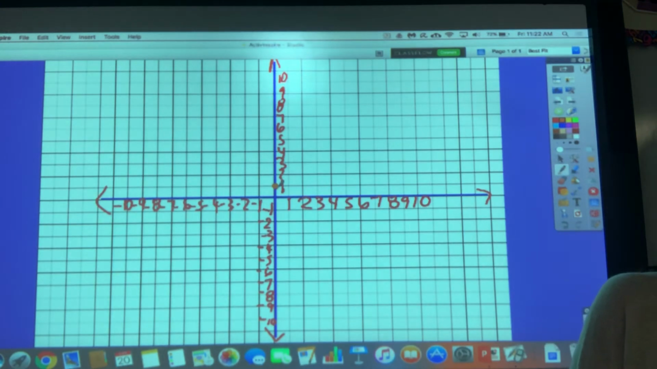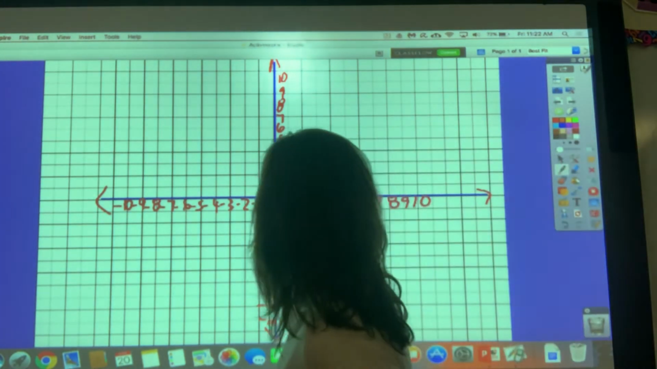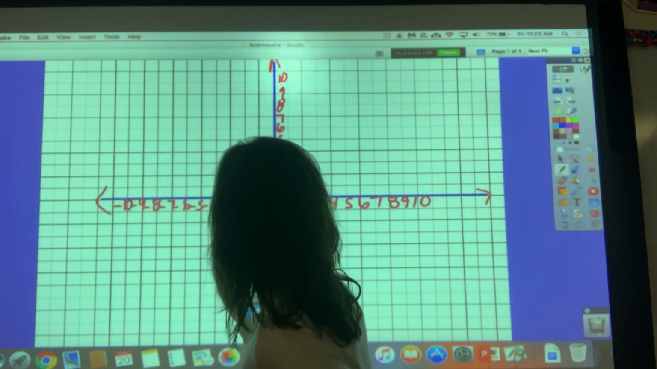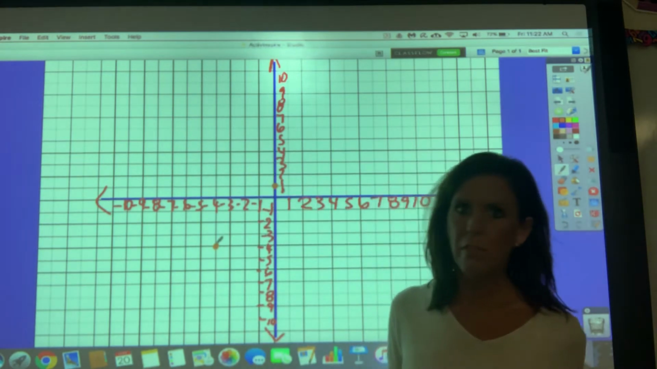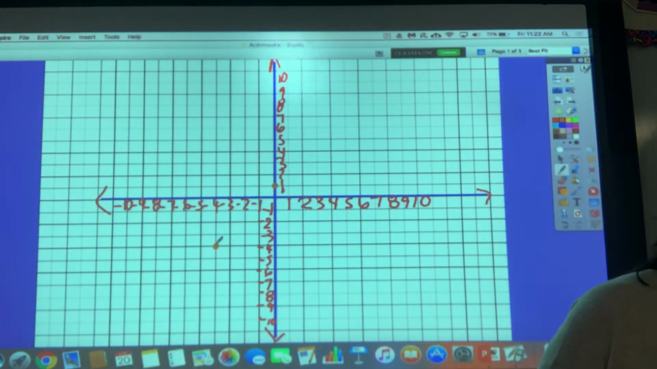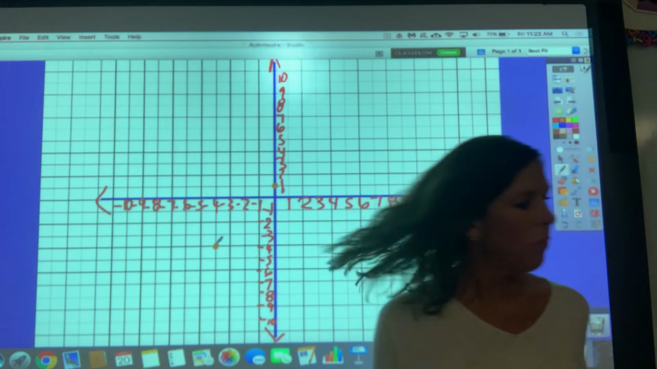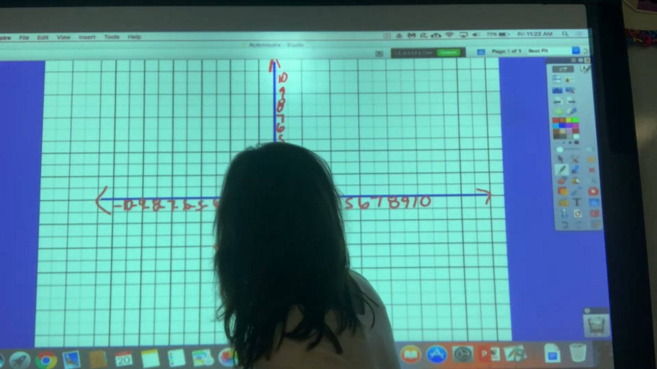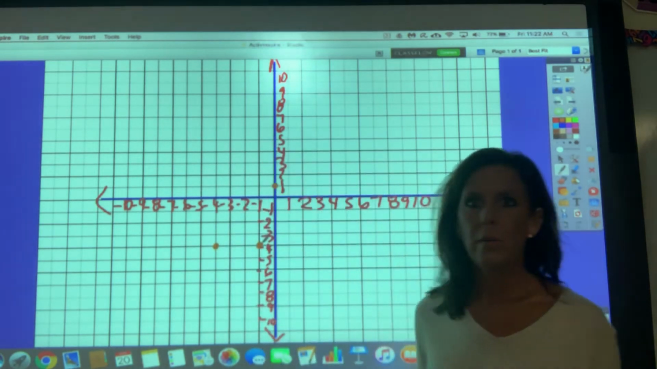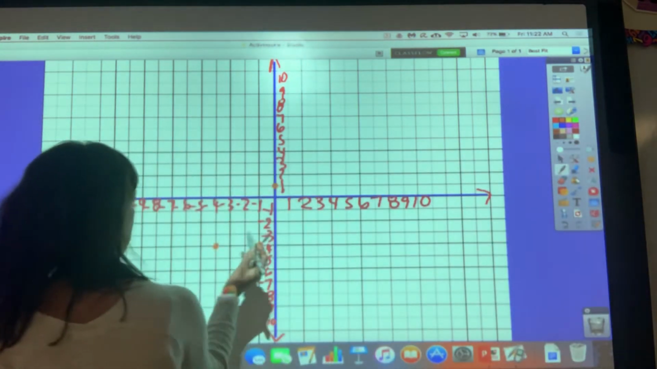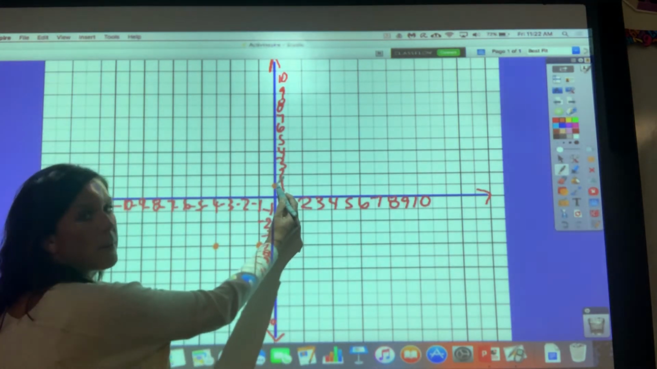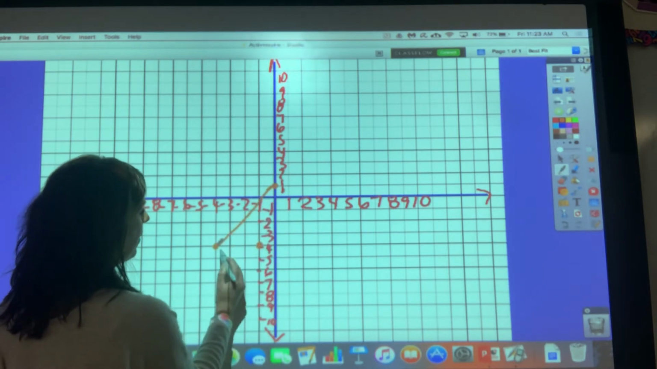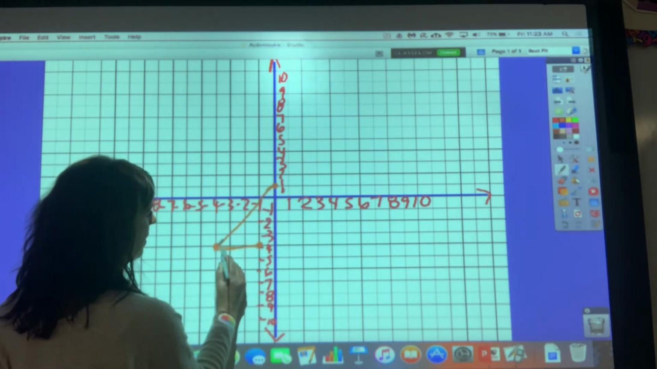Our next point is gonna be -4, -4. So over -4, down -4. And then our last point is gonna be -1, -4. So over -1, down -4. And then let's connect those like this. We're gonna start with our first point, connect it down to this point, and then connect that to this point.